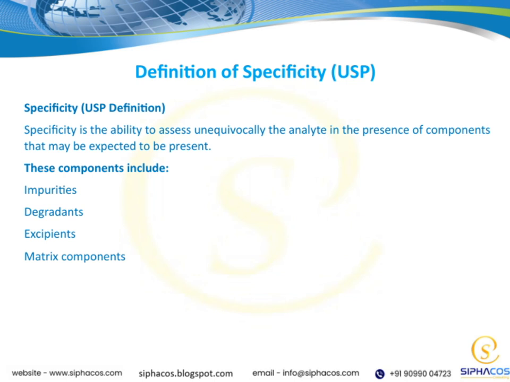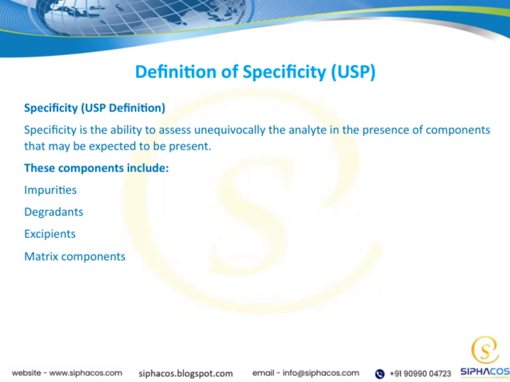Essentially, specificity is the ability of an analytical method to clearly identify and measure the analyte of interest without confusion. It means we can confidently say, yes, this signal or measurement is coming from the analyte we want to analyze. What's really important here is that this assessment has to be unequivocal, so there's no doubt or ambiguity about the results. Now, to achieve this, our method must be able to distinguish the analyte even when other components are present.